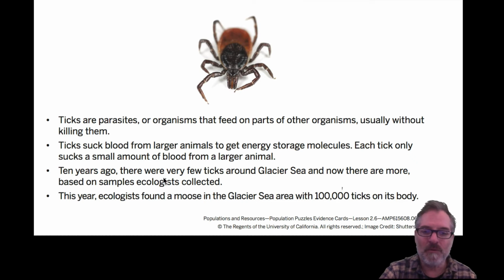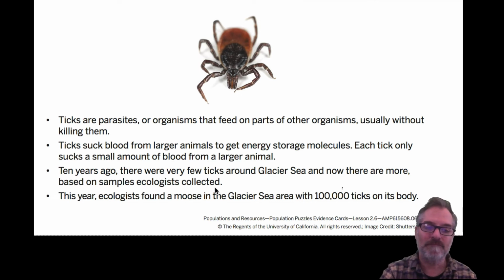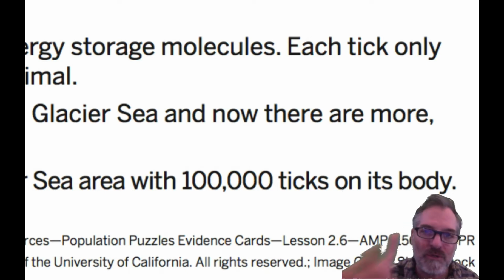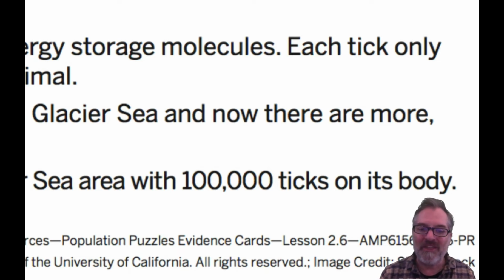Ten years ago, there were very few ticks around the Glacier Sea, and now there are more, based on the samples ecologists collected. This year, ecologists found a moose in the Glacier Sea area with over 100,000 ticks on its body. And guys, when I read this, I'm like, that is a typo. There is absolutely no way that you could have 100,000 ticks on a moose's body. So I thought maybe it was 1,000 ticks, or maybe 10,000 ticks, but not 100,000 ticks. My mind was blown.